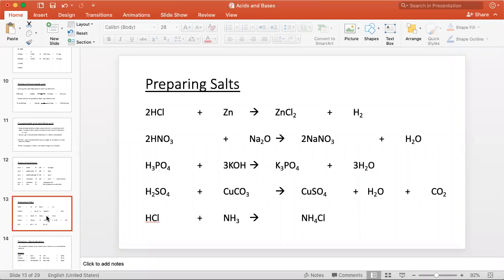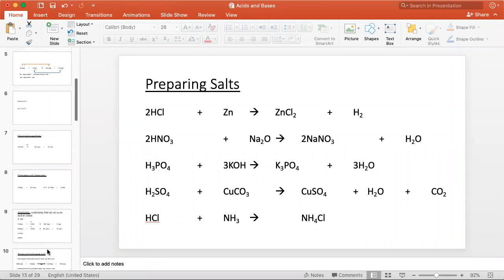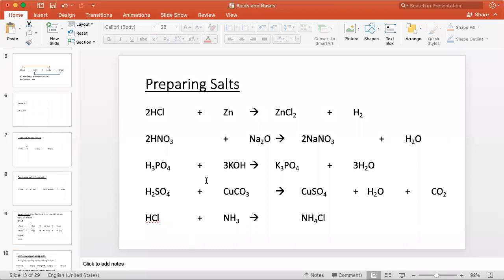Now we won't do the titrations. I think we're going to be pushing it a lot. I want you to look at your textbook and we can look at some examples of salts and concentrated and weak acids.